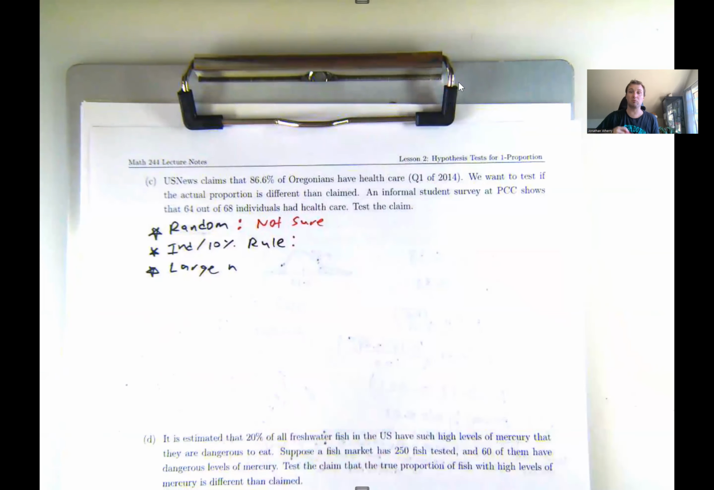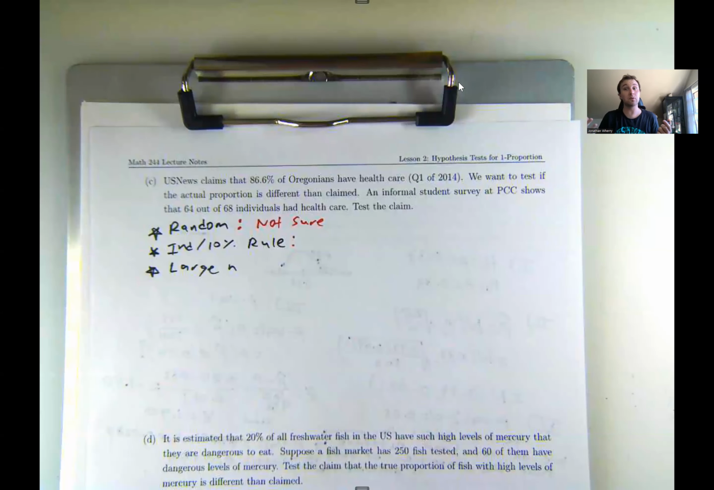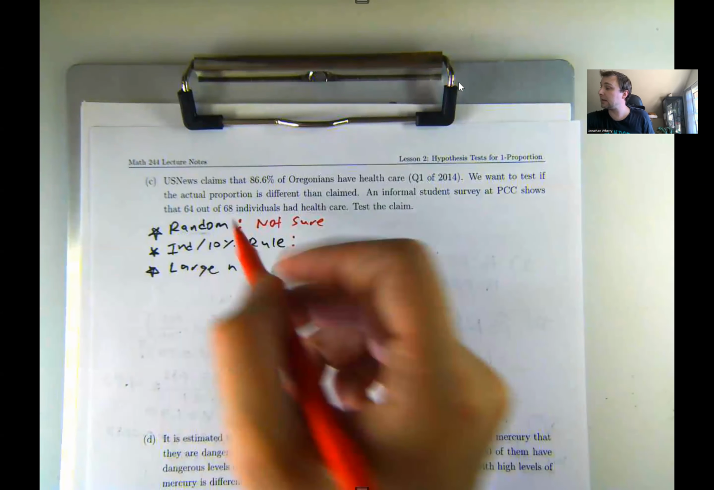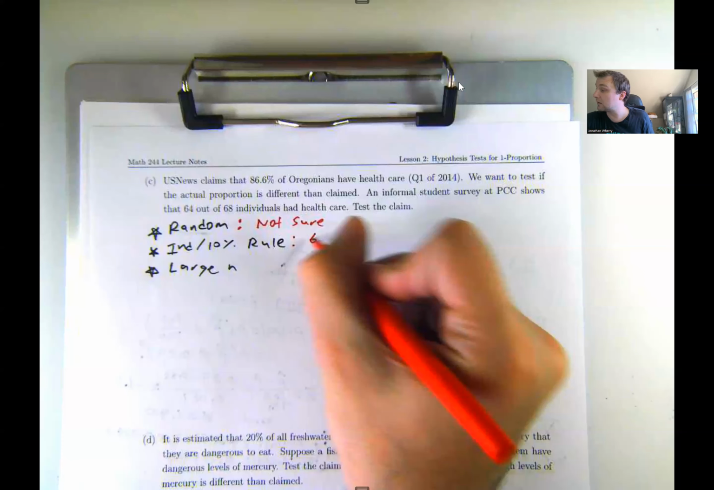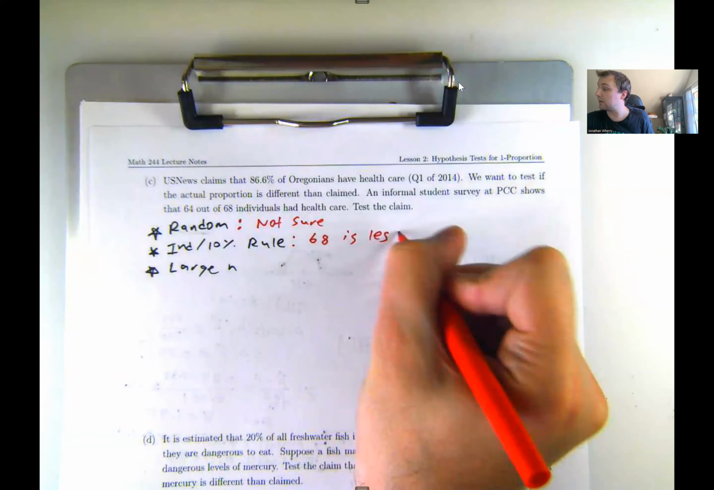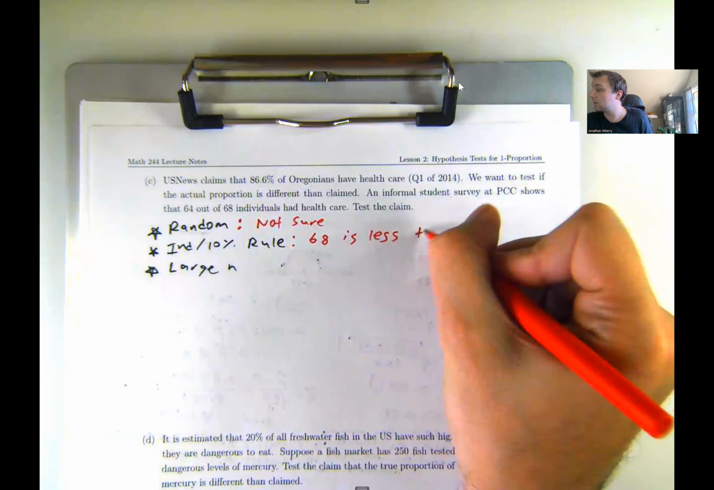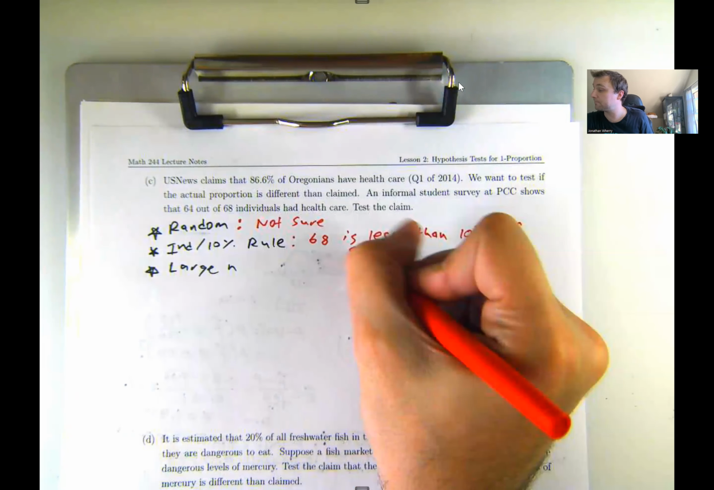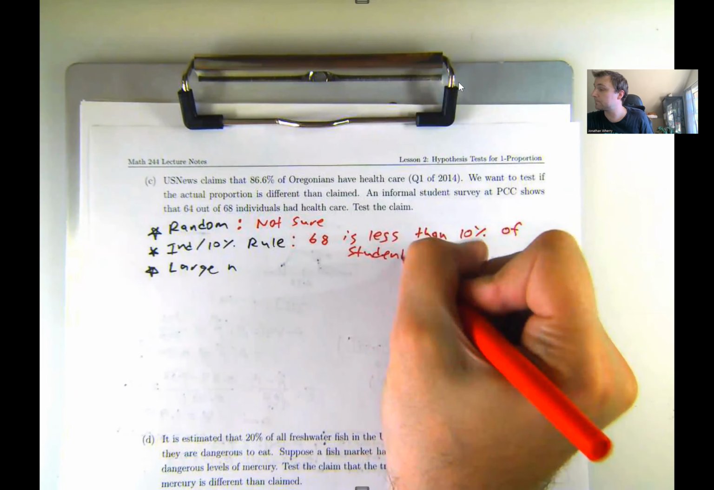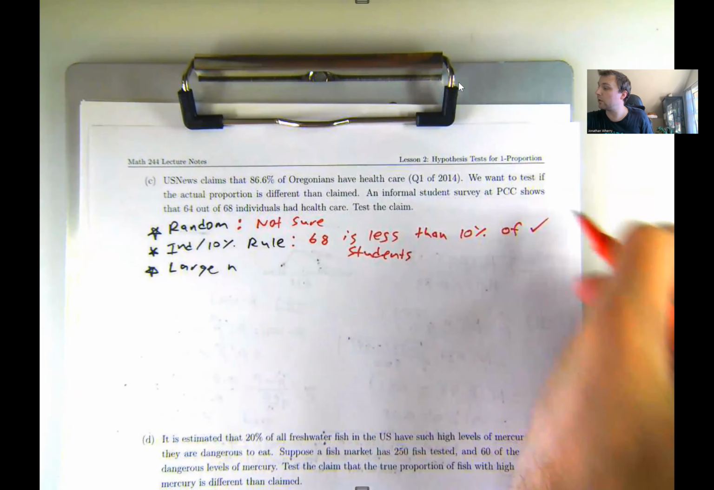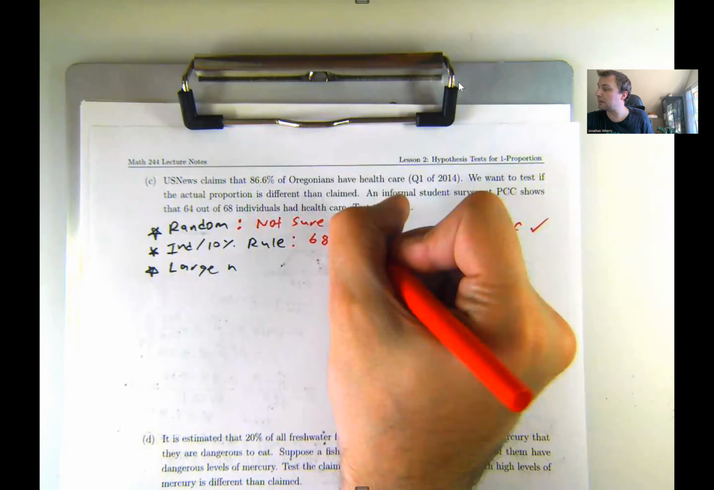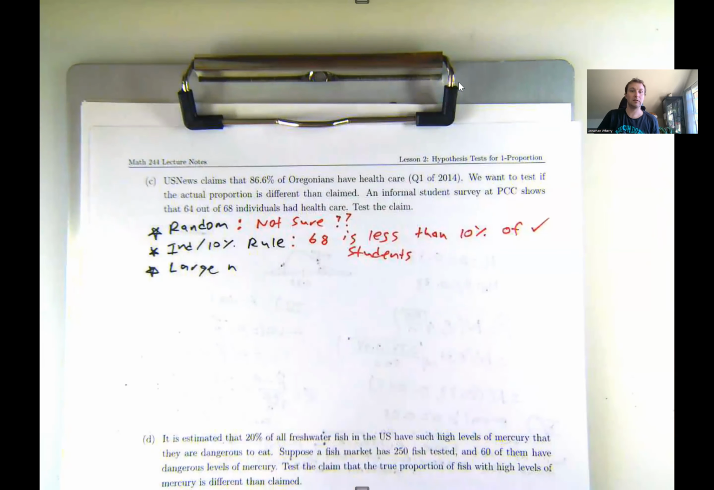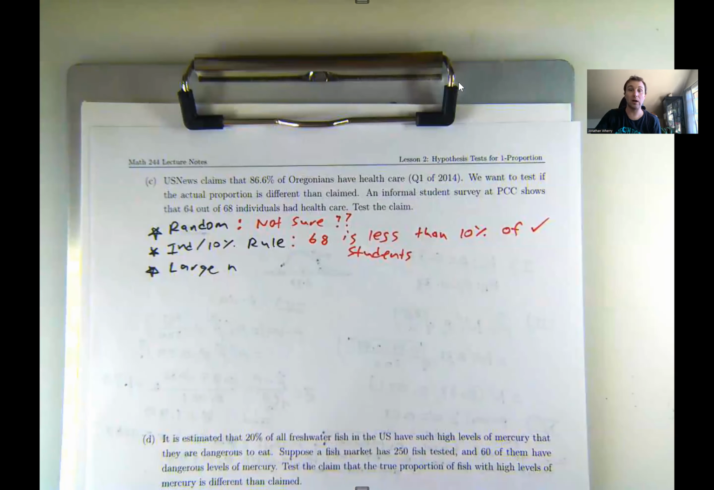PCC has around 27,000 students. It's a really big school. So 68 is less than 10% of students. That looks great. So I'm not sure about the first one. That's not a complete deal breaker, although I should be aware of it. Second one looks good.